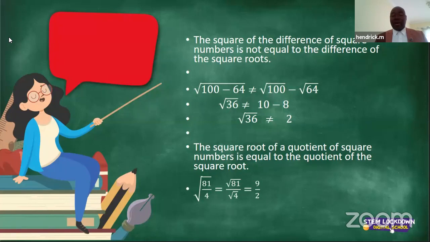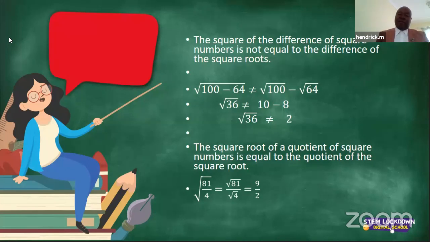As you can see, 100 minus 64 gives you 36, and the square root of 36 is 6. But on the right-hand side, the square root of 100 is 10, and the square root of 64 is 8. So 10 minus 8 is 2. Therefore, the square root of 36 is not equal to 2.